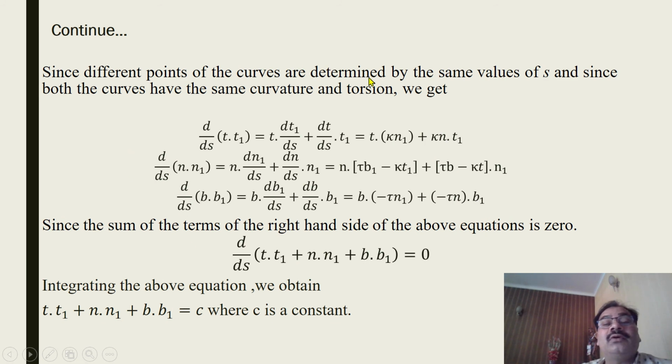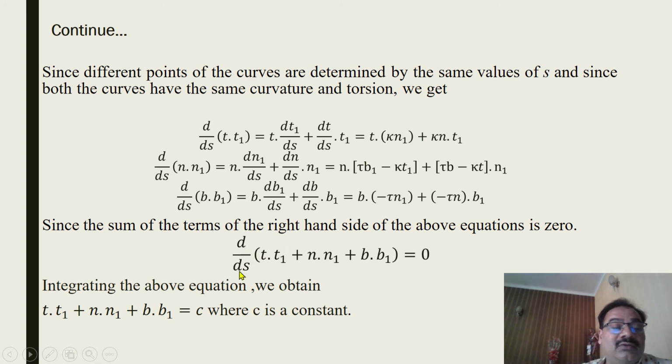Since different points of the curves are determined by the same value of s, and since both curves have the same curvature and torsion, we may write d/ds (T·T1) = T·dT1/ds + dT/ds·T1, which may be expressed as T·(κN1) + (κN)·T1. Similarly, differentiating N·N1 gives N·(τB1 − κT1) + (τB − κT)·N1. Now d/ds (B·B1) gives B·(−τN1) + (−τN)·B1.